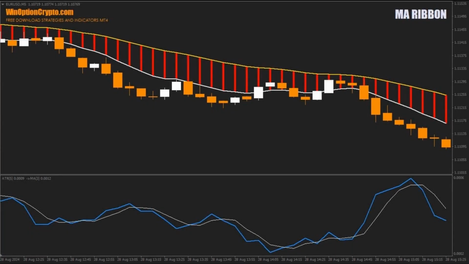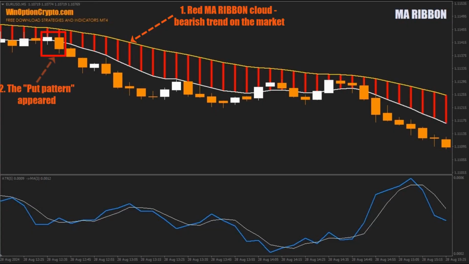To buy put options, you need to, first, the MA ribbon cloud must be red. This means that a bearish trend has formed in the market. Second, a put pattern has appeared. Third, the ATR indicator is above its moving average. Fourth, at the opening of a new candle, we buy a put option.